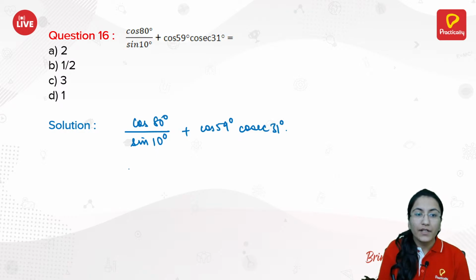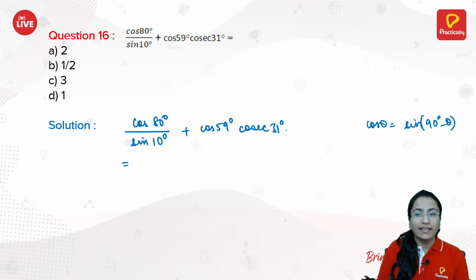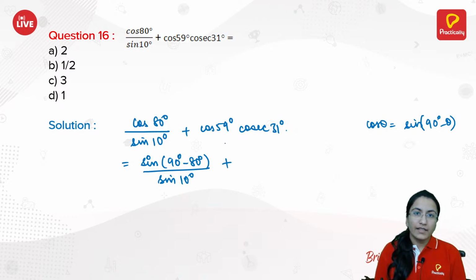This is what you have. That is same as cos 80 degree. Cos theta is same as sine of 90 degree minus theta. So you can write this cos 80 degree as sine of 90 degree minus 80 degree over sine 10 degrees as it is, plus cos 59 degree.